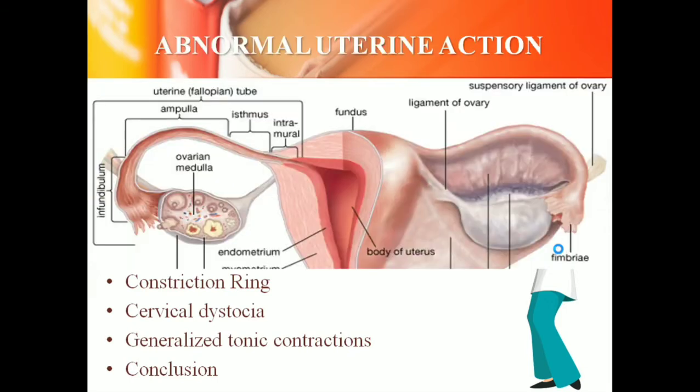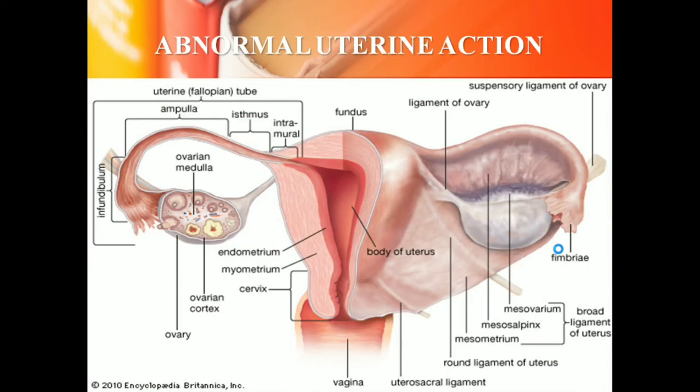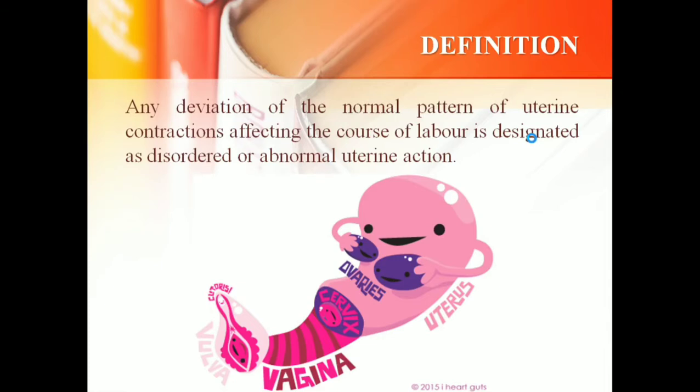First of all, we'll discuss abnormal uterine action. What is abnormal uterine action? As the name itself suggests, any deviation in the normal pattern of uterine action in the full course of labor is referred to as abnormal uterine action. So we'll do the definition: any deviation of the normal pattern of uterine contractions affecting the course of labor is designated as disordered or abnormal uterine action, as I've already told you.